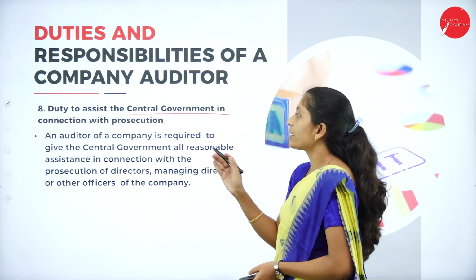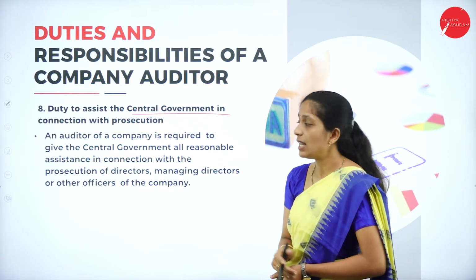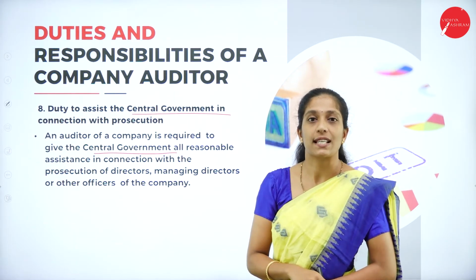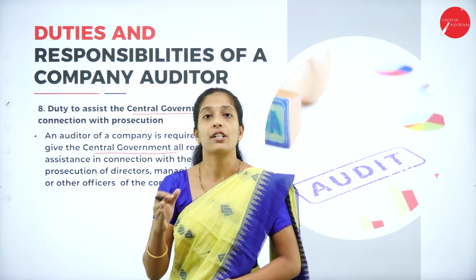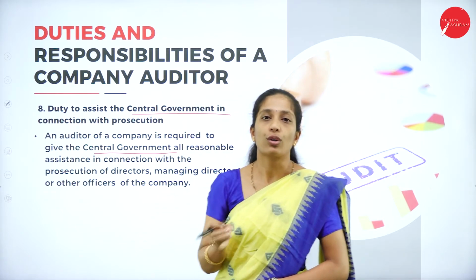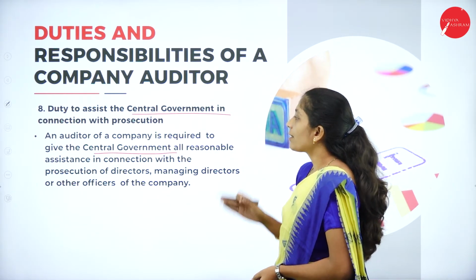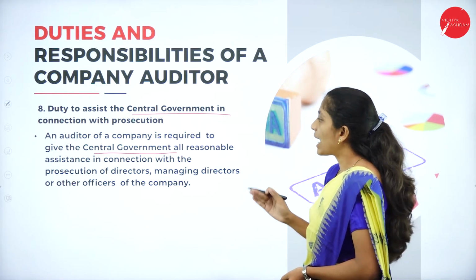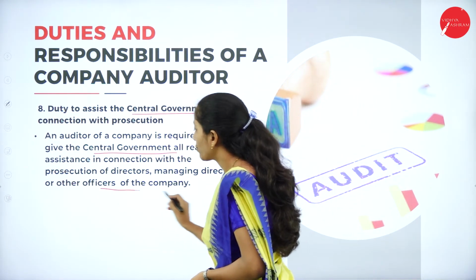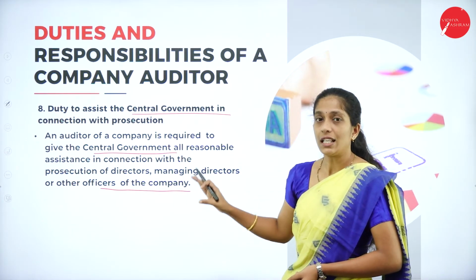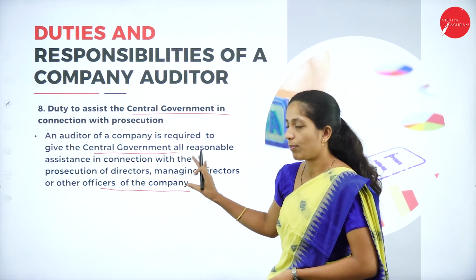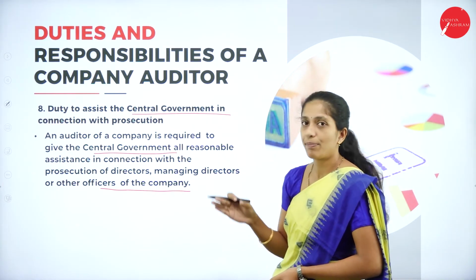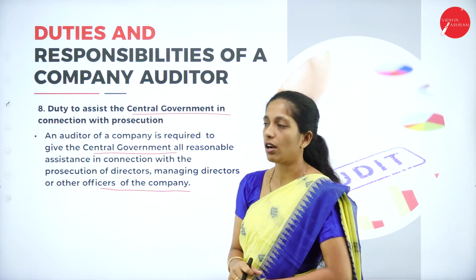So here an auditor of the company is required to give the central government all reasonable assistance in connection with the prosecution of directors, managing directors and other officers of the company. As I told you, if any instructions or directions are given by the central government, it is a duty of an auditor to follow those directives. If the central government requires any information about these persons, then it is a duty of an auditor to submit that information to the central government.